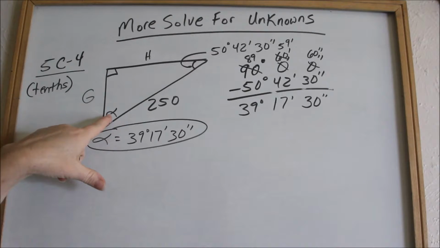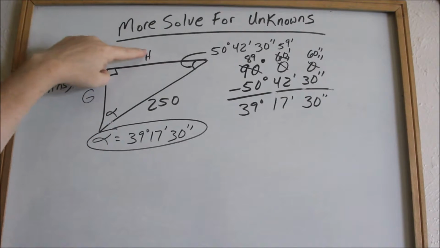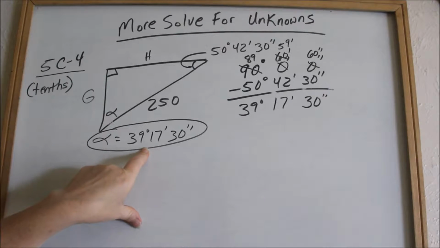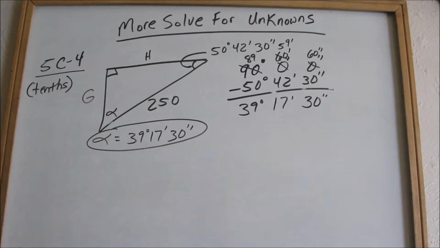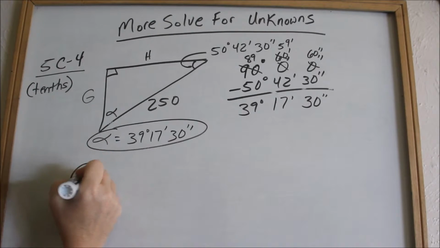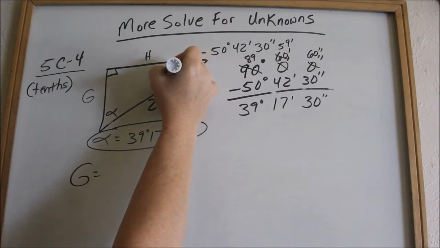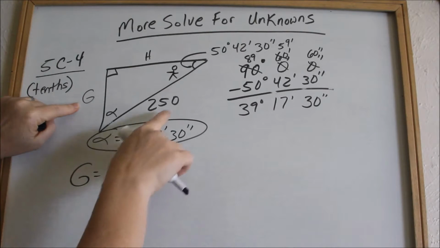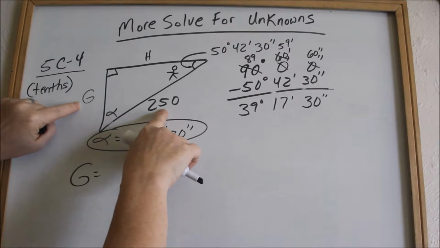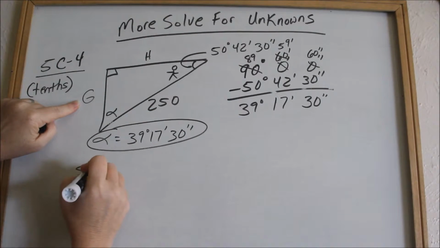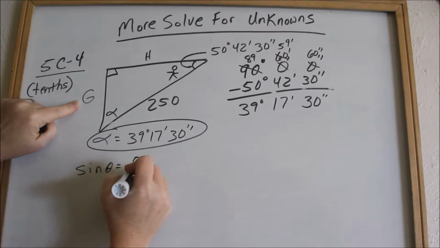Okay, now that I know alpha, I can solve for G and H. Again, use the information given to solve your problems. In case I calculated this wrong, I'm not going to use this in my calculations. The first thing I'm going to do is solve for G. How do I solve for G? If I'm standing at the angle that was given to me, G is the opposite. I've been given the hypotenuse. So what deals with opposite and hypotenuse? That would be sine. Sine theta equals opposite over hypotenuse.